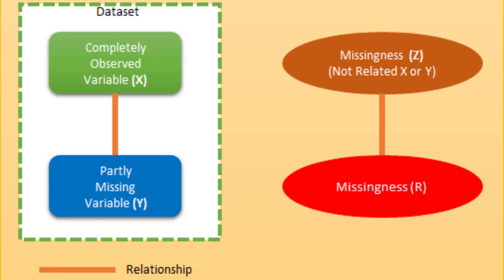It seems ideal, but it's an unreasonable assumption. As you can see on the screen, in an example of MCAR, you will realize how irrelevant the missing data is to the observed values in your data set.